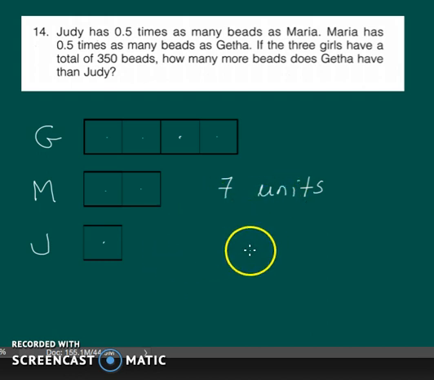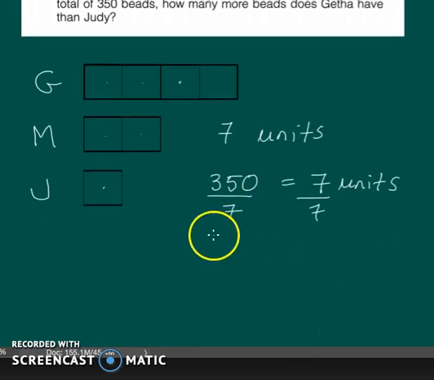But we are told that the three girls have a total of 350 beads between the three of them. If we know that these 7 units represent all 350 of the beads, we can divide by 7. Let's say 350 beads is equal to 7 units. So if we want to know how much one of these units is worth, we can divide both sides by 7. And of course, 350 divided by 7 is 50. So 50 beads is contained in each one of these units.